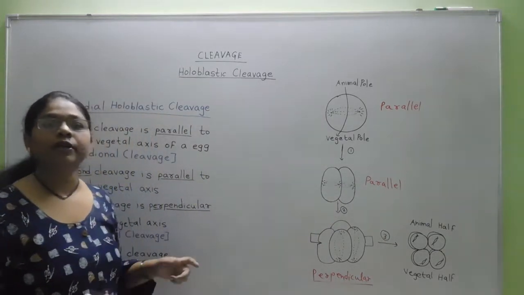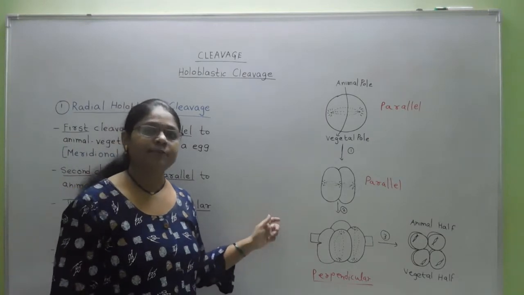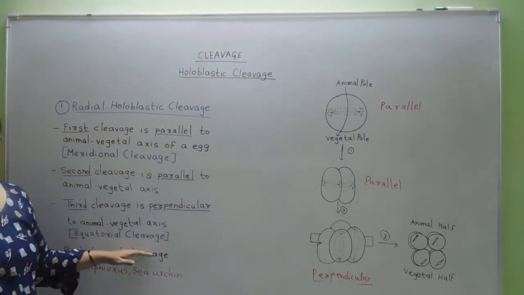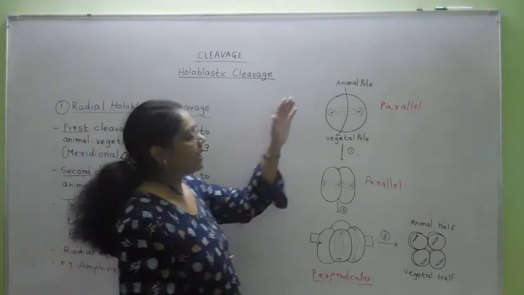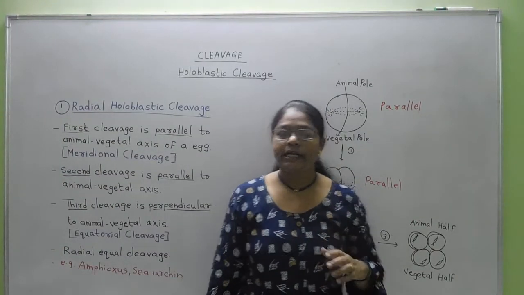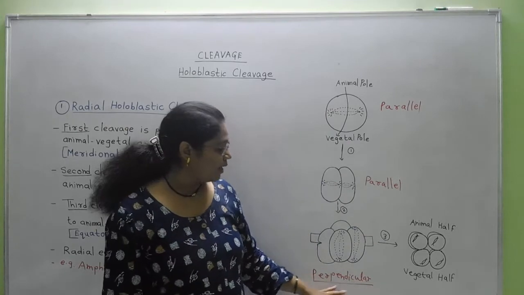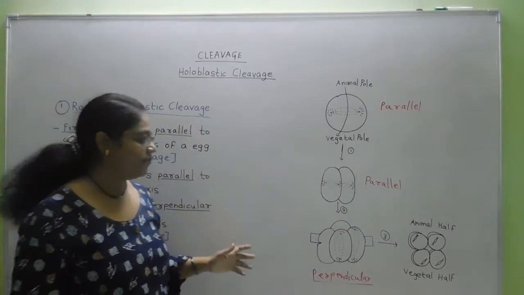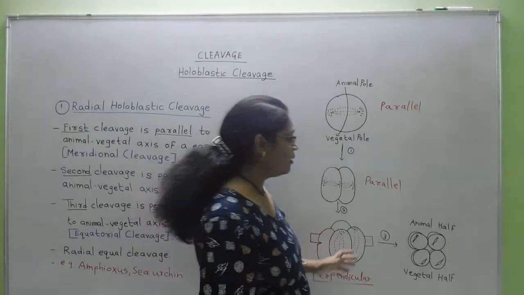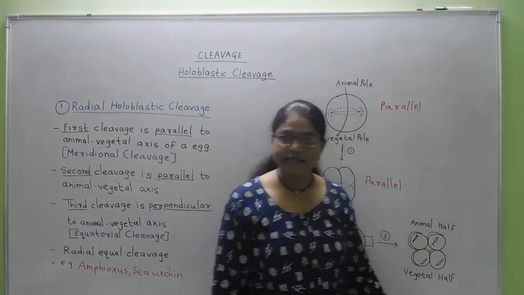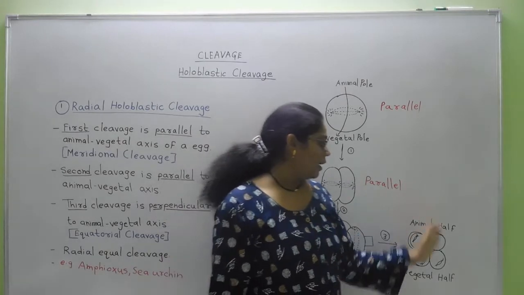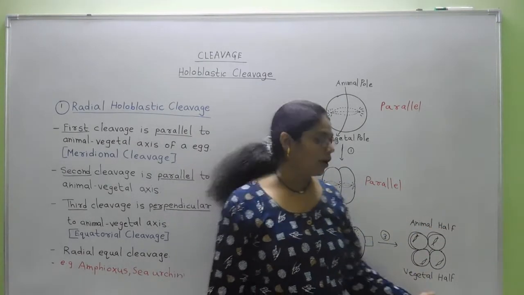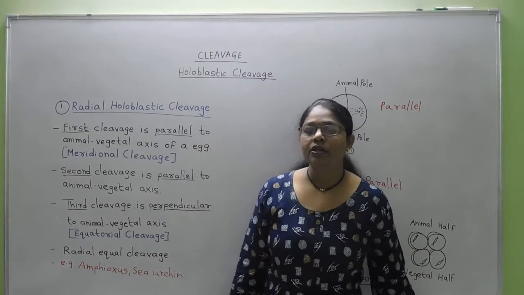Such perpendicular cleavage is called equatorial cleavage. So parallel cleavage is termed meridional cleavage and perpendicular cleavage is termed equatorial cleavage. After the third cleavage, 8 equal cells are produced, with 4 cells present at the animal half and the other 4 at the vegetal half.